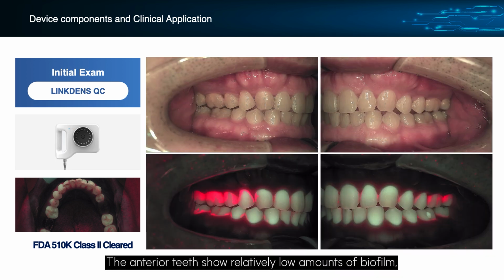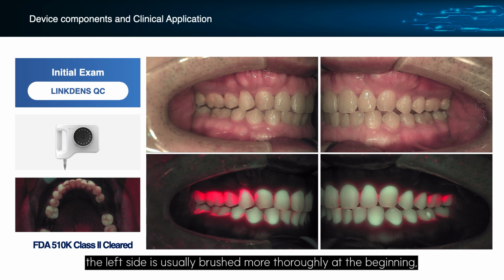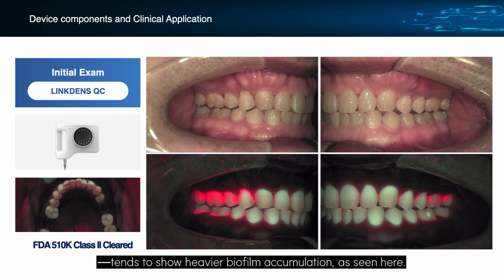The anterior teeth show relatively low amounts of biofilm, but as you move toward the posterior teeth, the amount increases significantly. A notable pattern is that in right-handed patients, the left side is usually brushed more thoroughly at the beginning, while the right side, brushed last, tends to show heavier biofilm accumulation, as seen here.